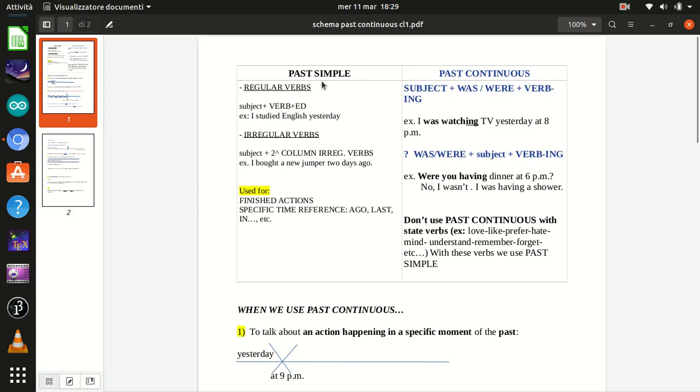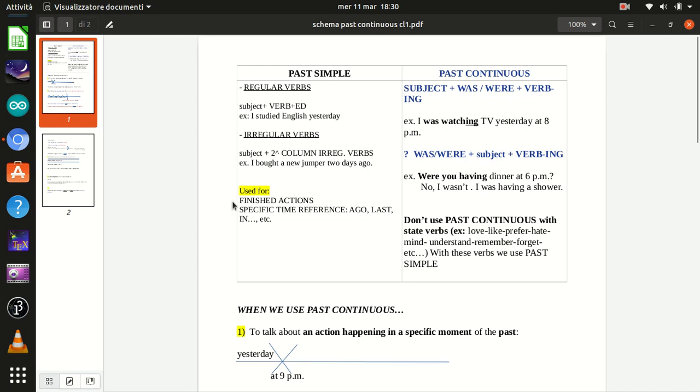Just a little revision. Past simple, you know that past simple is made with two forms. It can be made with regular verbs, i.e. subject plus verb plus ed. For example, I studied English yesterday, or irregular verbs, subject plus second column irregular verbs that you have to remember. For example, I bought a new jumper 2 days ago.